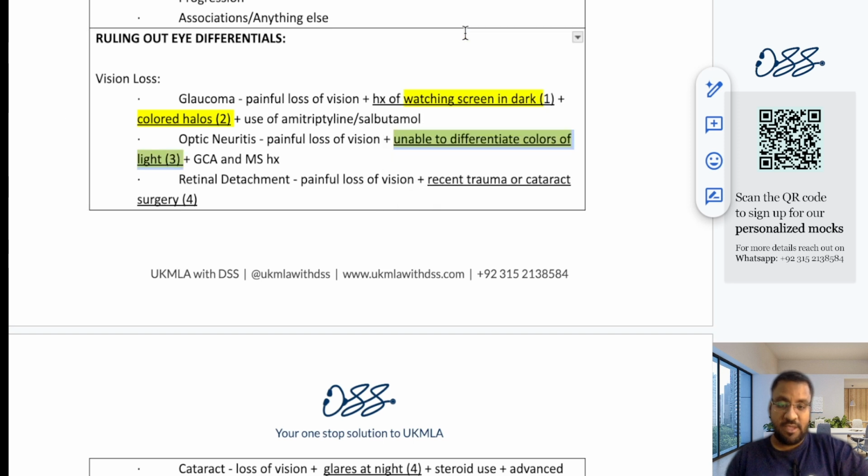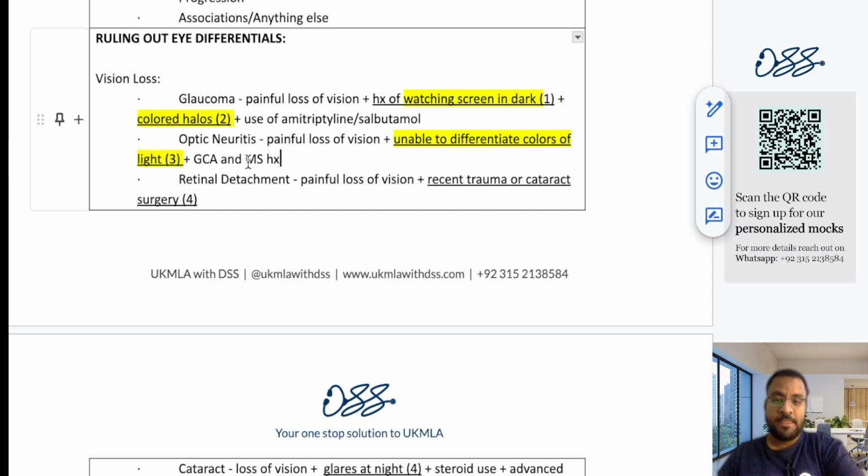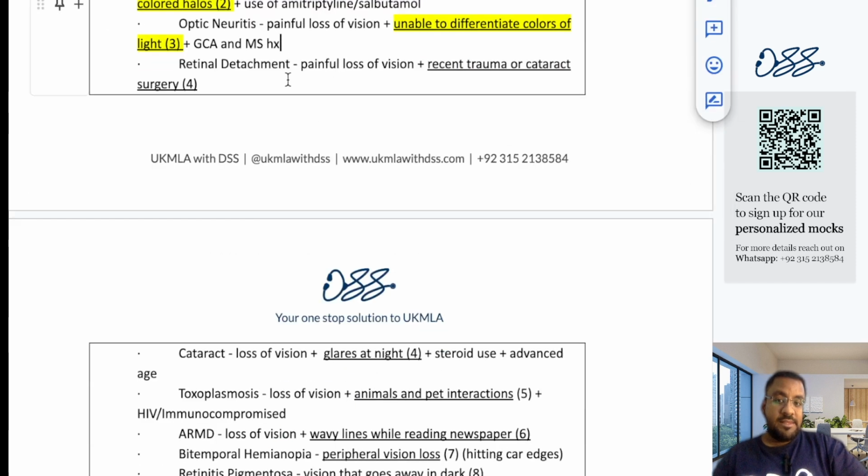it is most likely that this patient may be having optic neuritis. And then later on in the history, you may get a history of giant cell temporal arteritis or multiple sclerosis. But the one particular question that will help you reach the diagnosis of optic neuritis is basically being unable to differentiate different colors.